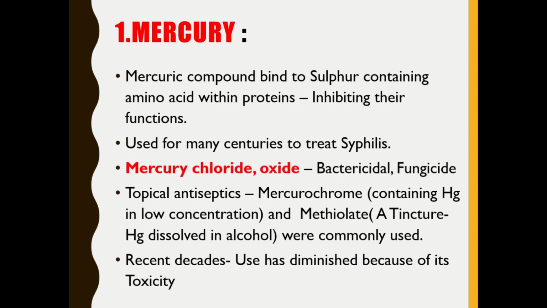Compounds of mercury, such as mercuric chloride or the oxide, are bactericidal and have fungicidal activity. They are used as topical antiseptics. These include mercurochrome, containing mercury in very low concentration, and merthiolate, which is a tincture. Tincture means the mercury is dissolved in alcohol. These were commonly used. In recent decades, the use has diminished because of its toxicity. So nowadays it is not commonly used because of its toxic action.